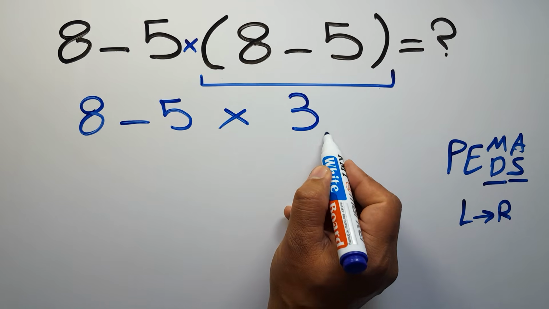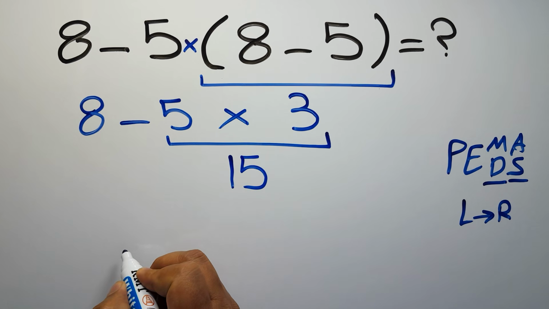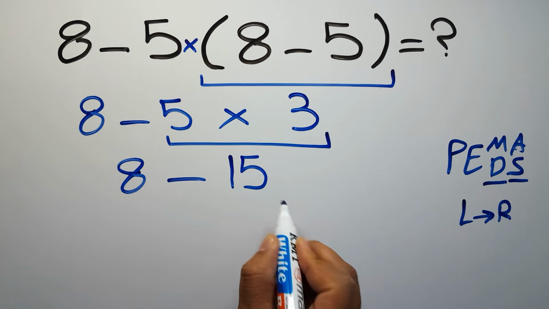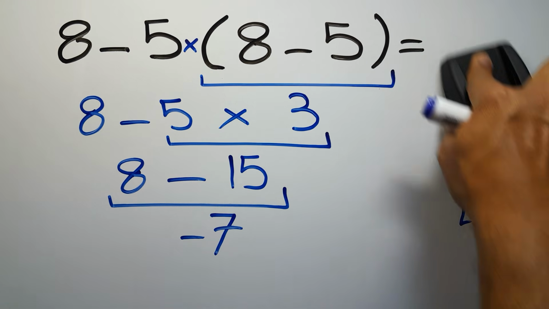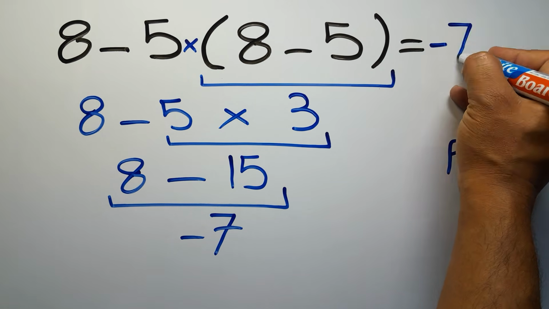5 times 3 equals 15. So we have 8 minus 15, which equals negative 7. And this is our final answer to this problem. The correct answer is negative 7.